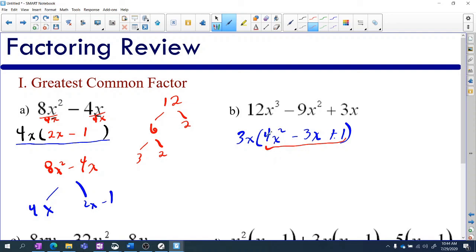This is called a hard trinomial. 4 times 1 is 4, and I've got a negative 3 in the middle. So I'd be looking for two numbers that give me a positive 4 when I multiply them, and the same two numbers when I add them give me negative 3. That's impossible, because the only way to get 4 is 4 and 1, both positive, or both negative, or 2 and 2, both positive, both negative. Neither of those would give me a sum of negative 3. So this one's finished.